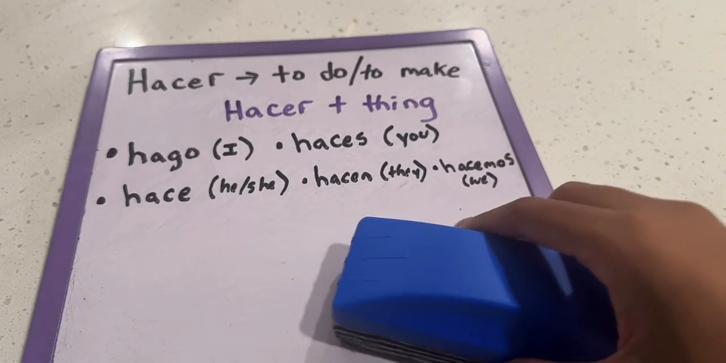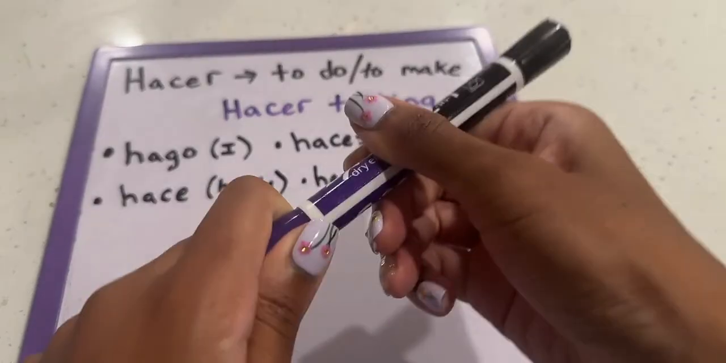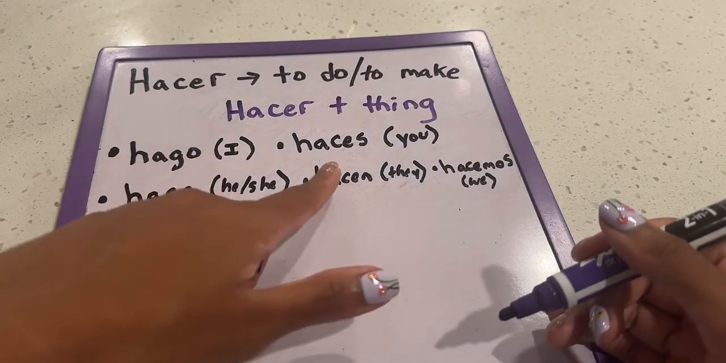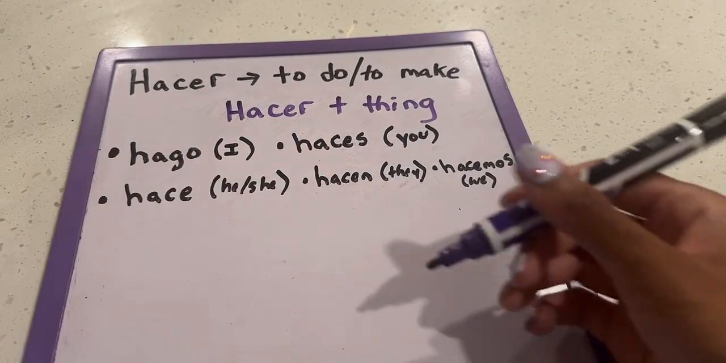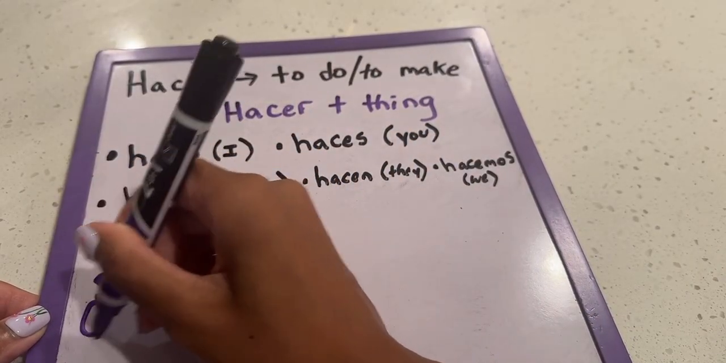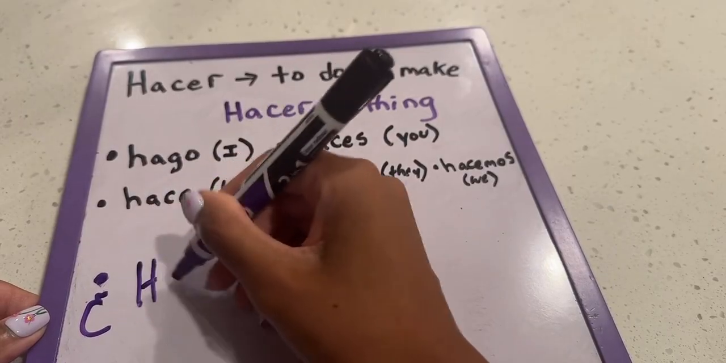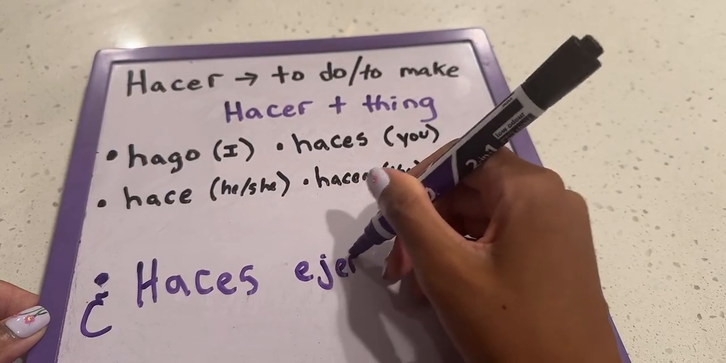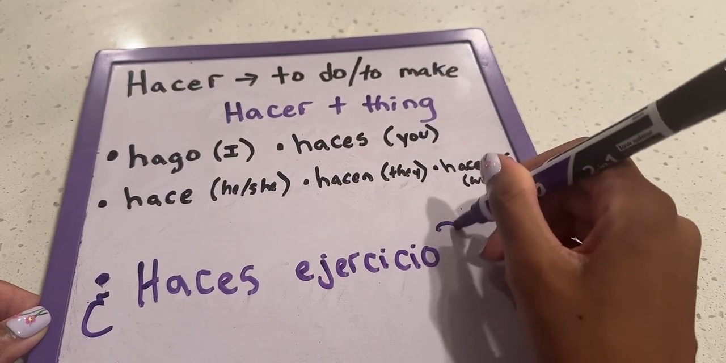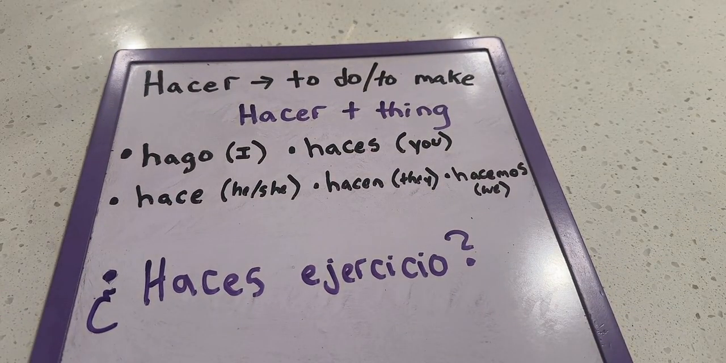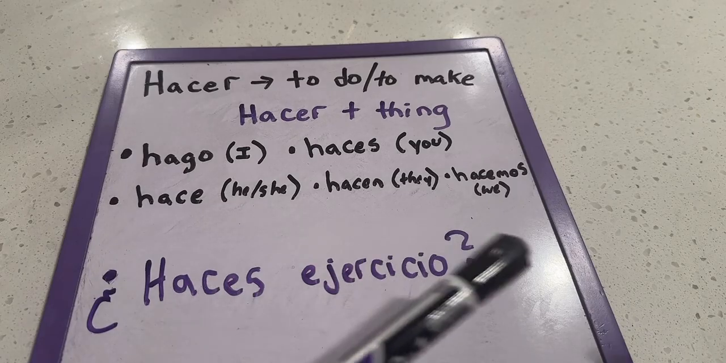Okay, I got an example for y'all. Let's do another tense because we've been doing a lot with hago. Let's do the you form, haces. What if I wanted to say haces ejercicio? So let's say you come across somebody who's in excellent shape and you want to say, hey, do you work out? Well, we would say, haces ejercicio. Haces ejercicio, which is do you work out?